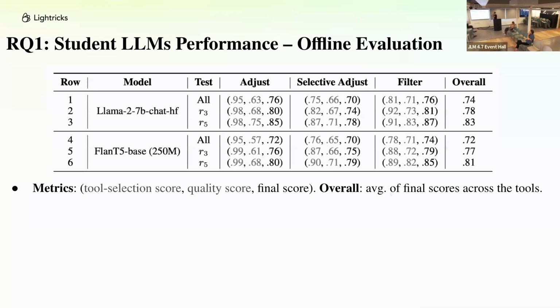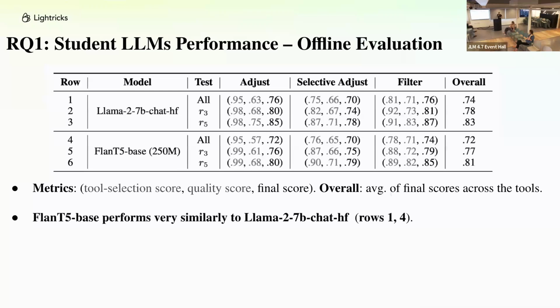So let's have an example. In row 1, the final score for adjust is 76, the final score for selective is 70, and for filter 76. So the overall will be the average, which is 74. And what we can see here is that actually Llama 2 7 billion and Flan-T5 base have very similar performance. If we look at row 1, which is for Llama, it's 74, and if we look at row 4, we have the overall score of 72. So it's not a big gap.